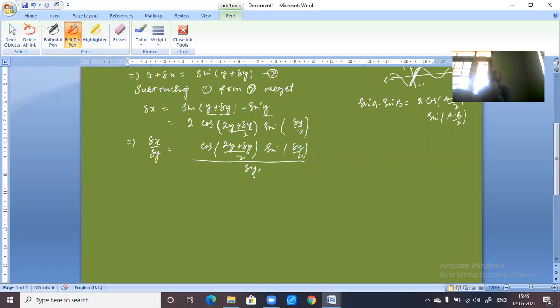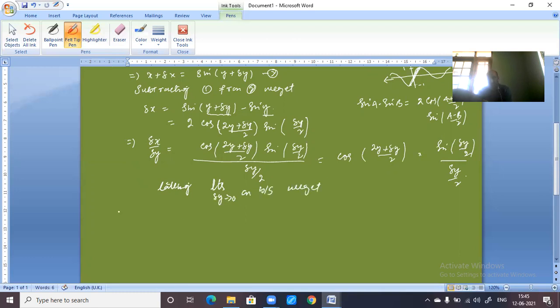Let's take it here, 2, right? So I can also write it as cos of (2y plus delta y) divided by 2, into sine of delta y by 2, whole divided by delta y by 2, right? Now taking limits, delta y tends to 0 on both sides.